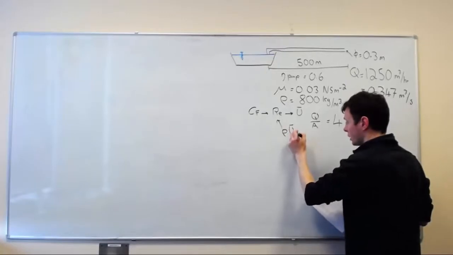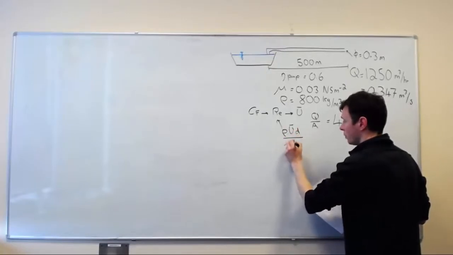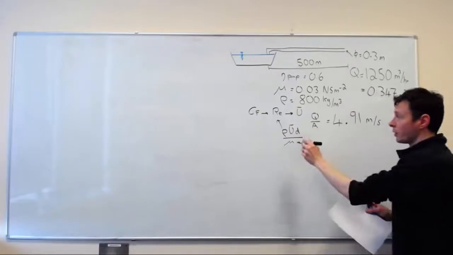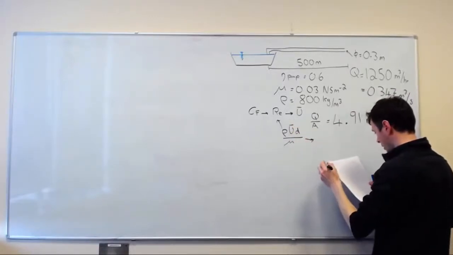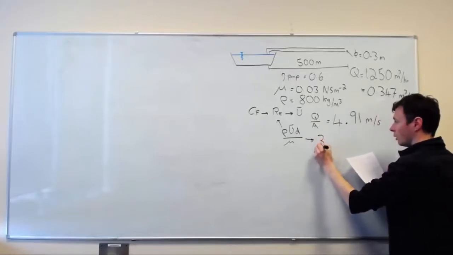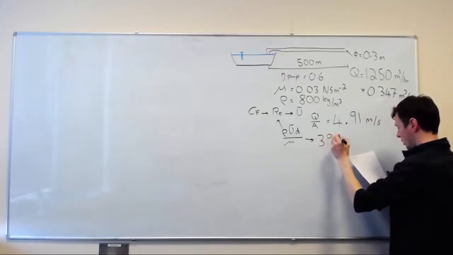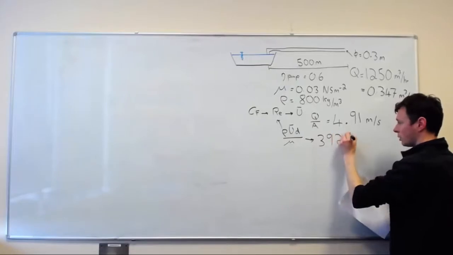Then we can work out the Reynolds number, so that is rho U bar times the characteristic length, which in this case is the diameter, divided by viscosity. We've got all of those numbers, so you can work out the Reynolds number. It is 39,280.